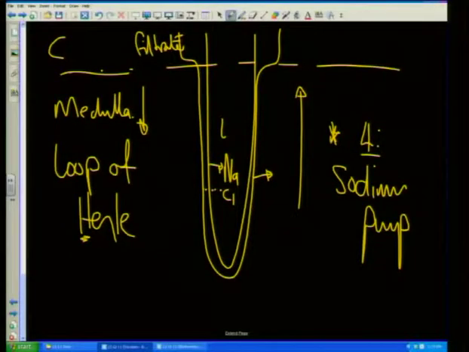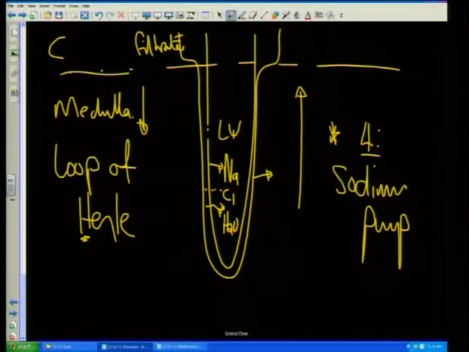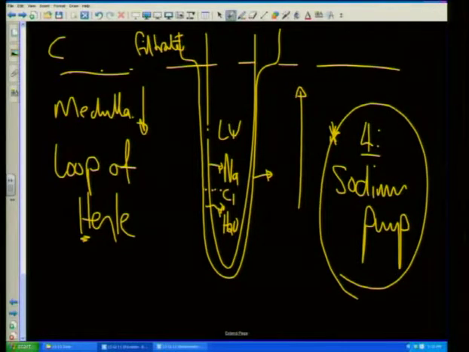We lower the water potential. So what happens? The water says, whoa! And the water molecules follow by osmosis. Out goes the water. So now we've taken a whole bunch of water out more. So that's process 4, which is the sodium pump. Now this fluid starts to climb uphill again.